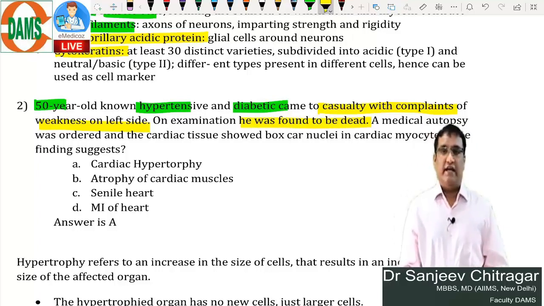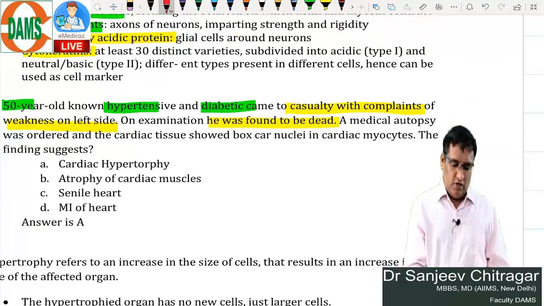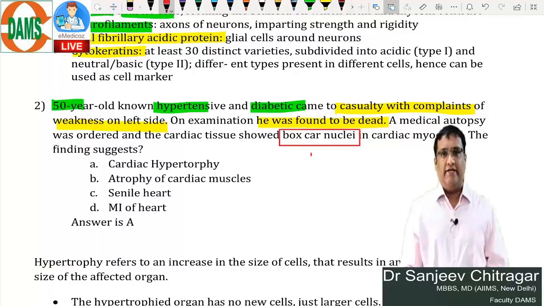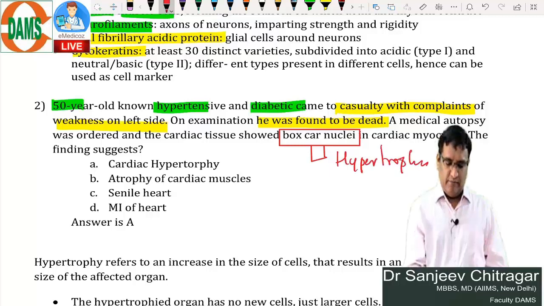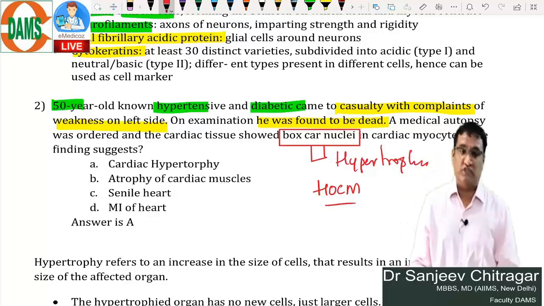A medical autopsy was ordered and the cardiac tissue showed very characteristic boxcar nuclei. Boxcar nuclei in the cardiac tissue are nothing but a feature of hypertrophy of the myocardium. This indicates hypertrophy. It can be commonly seen in HOCM. This patient is unlikely to be HOCM, or maybe HOCM also. We do not know unless you give me a history.